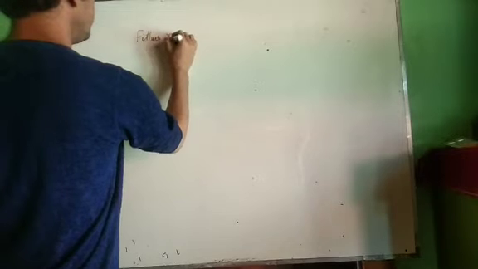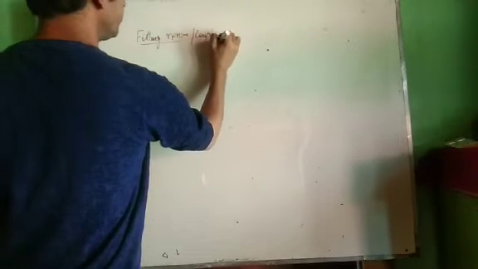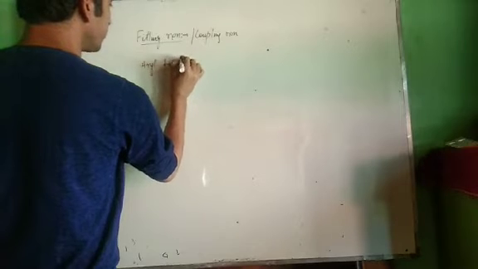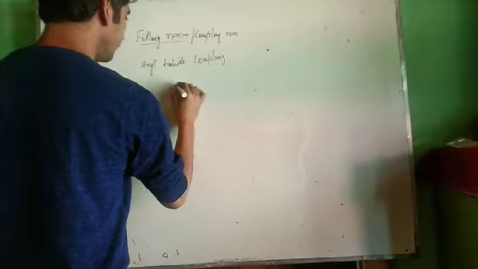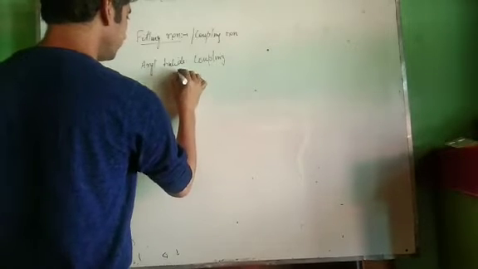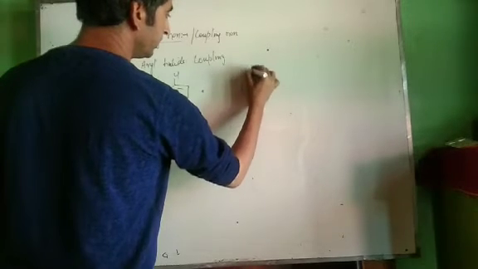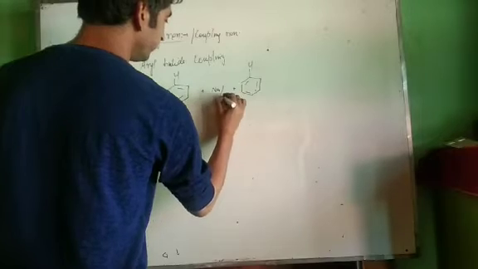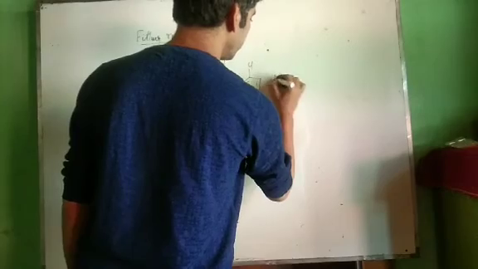Fittig reaction is also a coupling reaction. In the Fittig reaction, two molecules of aryl halides couple. This is our aryl halide. It is treated with another molecule of aryl halide, with sodium and dry ether as solvent.